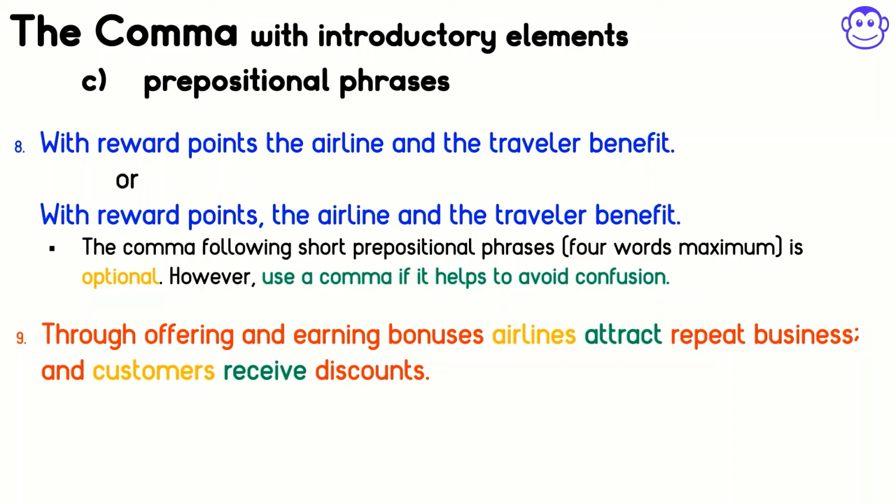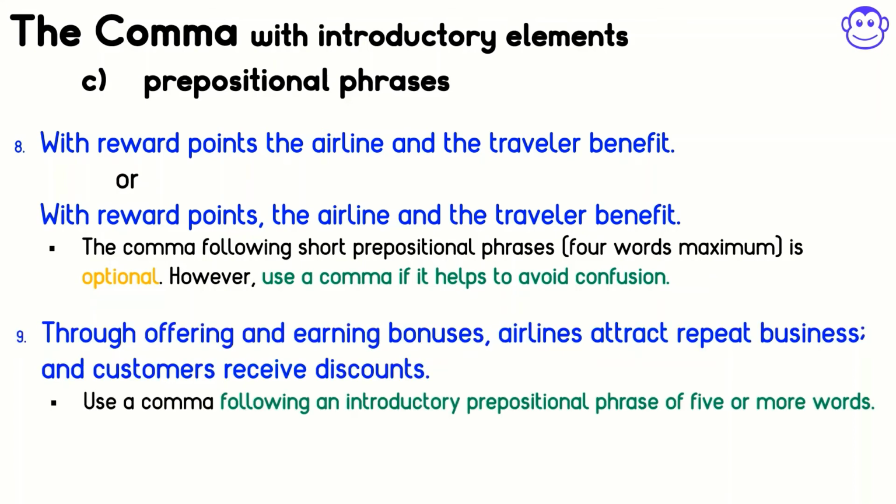The introductory prepositional phrase, through offering and earning bonuses, clearly relates to both clauses of the compound sentence. Placing a comma following the introductory prepositional phrase clearly designates this. So use a comma following longer introductory prepositional phrases of 5 or more words. You may sometimes see this comma omitted for the purpose of style, but in formal or academic writing, the use of this comma aids clarity and so is recommended.